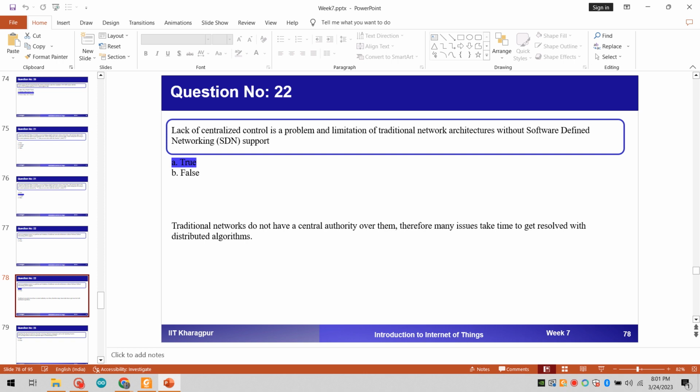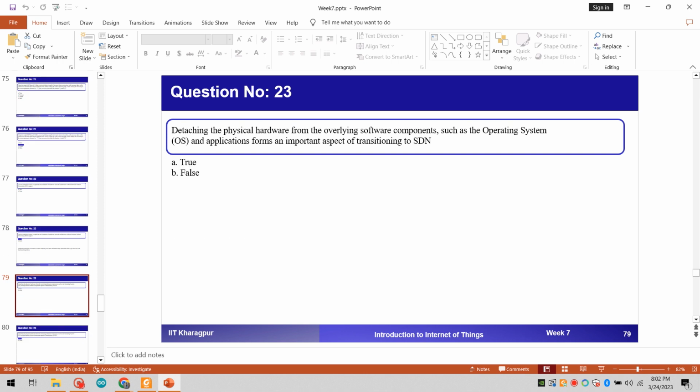See, I have not formed this question. This is a question which I have taken from the previous assignment. This question means that since there is a lack of centralized control in traditional networks without SDN, is it a problem or not? That was a problem, because if there is no centralized controller, we have to make changes in all the nodes. Fine. Got my point.